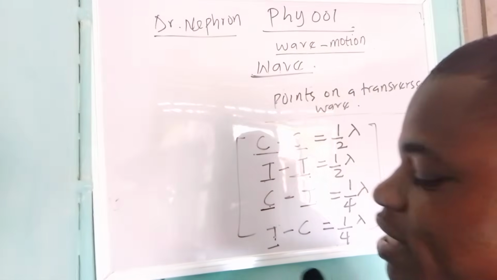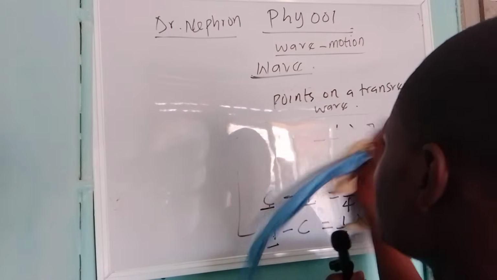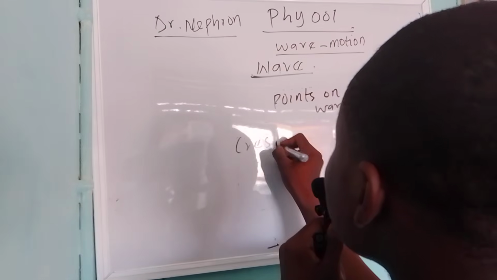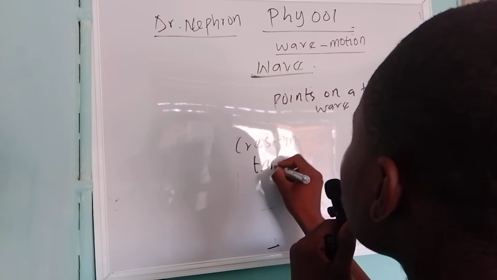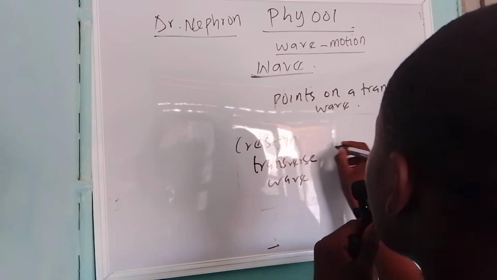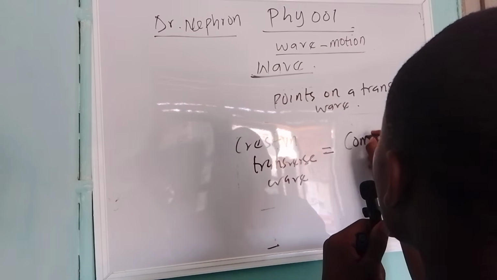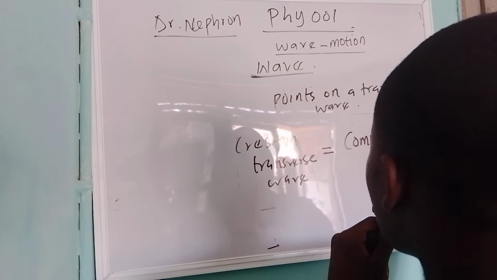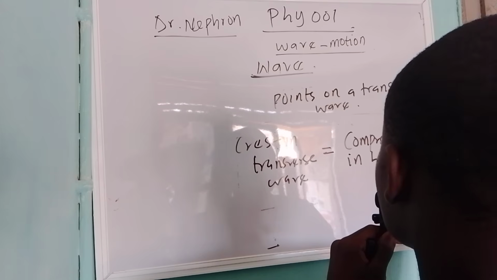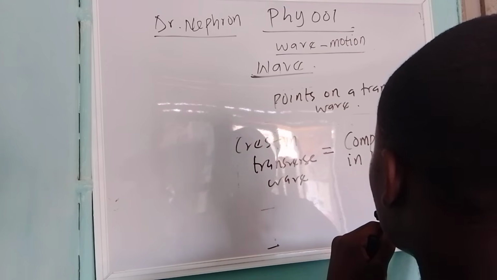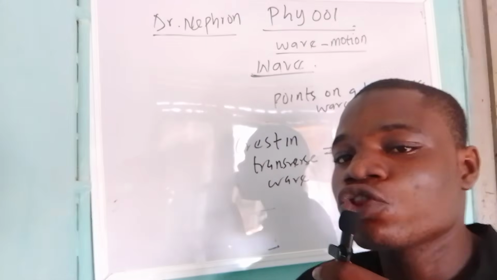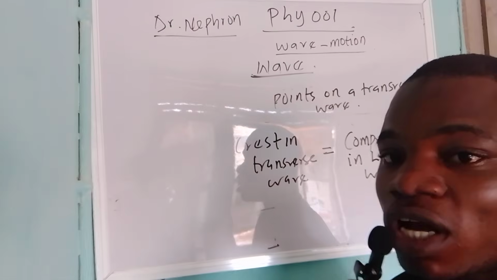But note something here now. Note that, very, very important. Crest in a transverse wave is equal to compression in a longitudinal wave. Are we there? Now, crest in a transverse wave is equal to what? Compression in a longitudinal wave.